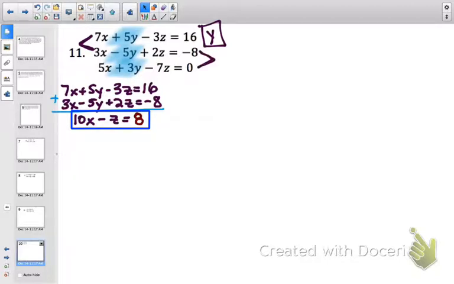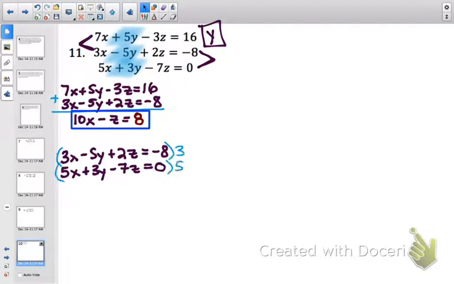My next 2 that I pick are going to be the second and third, only because either way I'm going to have to get 15, but I already have a negative and a positive, so I don't have to worry about changing the sign of anything. So I'm going to recopy those as is, and then I need negative 15 and positive 15, so I'm going to multiply that first equation by 3 and the second equation by 5.